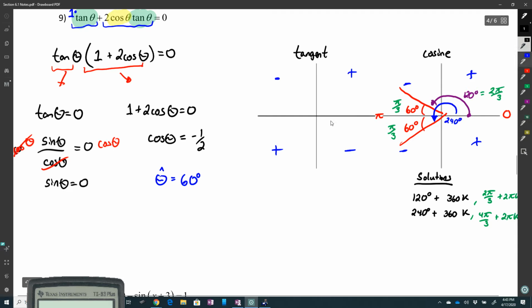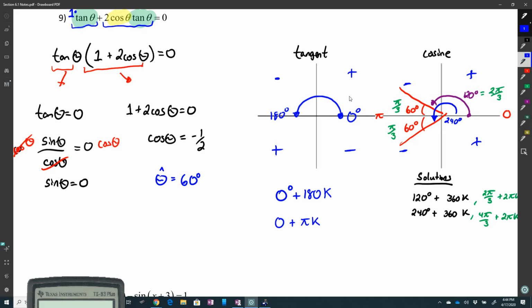So when does sine equal 0? Well, sine equals 0 at 0 degrees and 180 degrees. Okay? So the answer really, there's only one answer. It's just 0 degrees plus 180k, because it's 0, 180. Next one. And if you wanted to write that in radians, you would say 0 plus, instead of 2 pi k, it's just pi k. There you go.